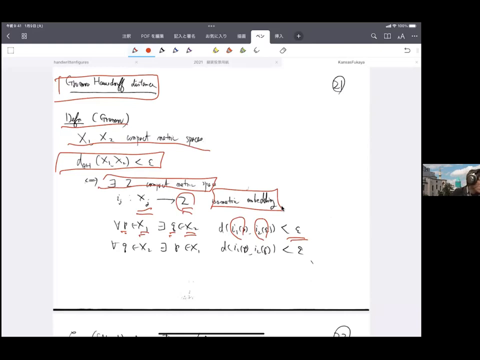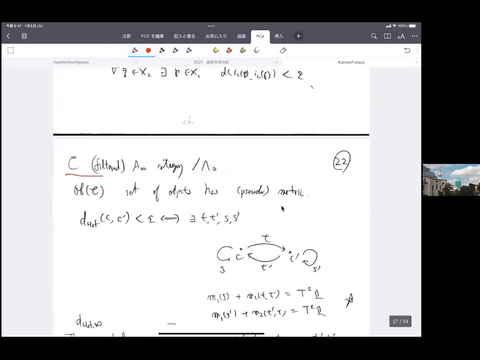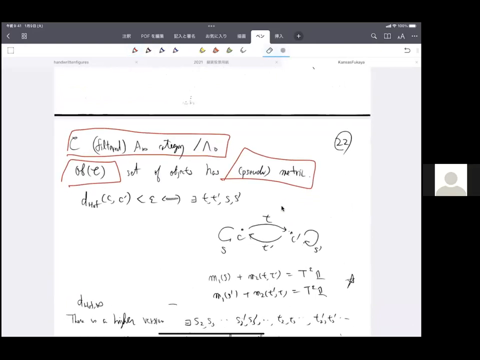Something I want to do is modify these definitions so that the compact metric spaces are replaced by infinity categories. So first of all, suppose you have a filtered infinity category, the infinity category of a Novikov ring, and we consider the set of objects. This set of objects has a pseudo metric that I want to call the Hofer metric, because it is related to Hofer geometry.